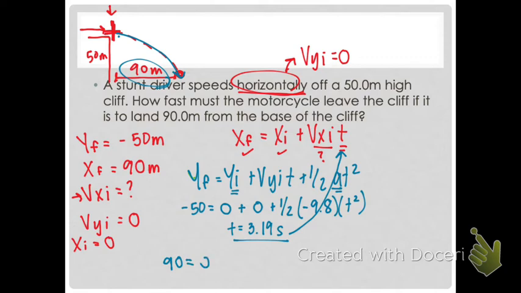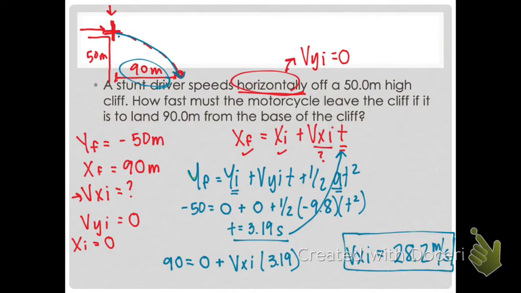X final is 90. X initial is always 0. VXI is what we're solving for. And our time is 3.19. And so we're going to divide that over and we get a VXI equal to 28.2 meters per second.